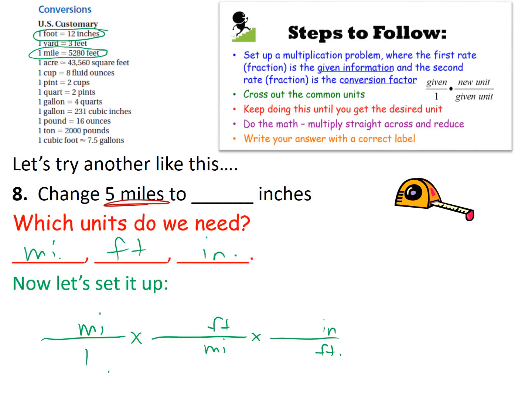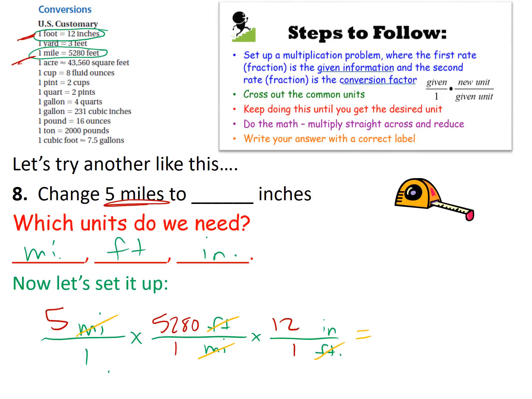We were given 5 miles at the beginning. So 5 miles. Then we look, 1 mile equals 5,280 feet. Then 1 foot equals 12 inches. You can see now we're going to have some big numbers, aren't we? All right, let's double check our units. Miles cancel, feet cancel. We're left with inches.